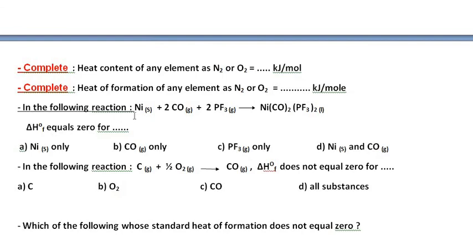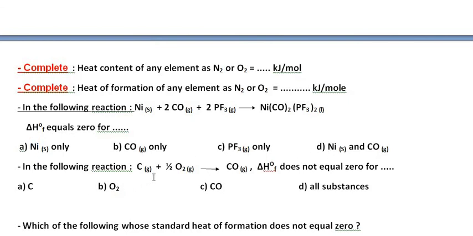For example, in the following equation, nickel, carbon monoxide and phosphorus trifluoride react with each other to form this complex compound. The heat of formation or the heat content change equals 0 for which of these? The heat content is equal to 0 for only elements. What is the element here? This is nickel, this is carbon monoxide, this is phosphorus trifluoride, this is nickel and carbon monoxide. Of course, for element only, so the answer is A, because nickel is an element, but all these are compounds.